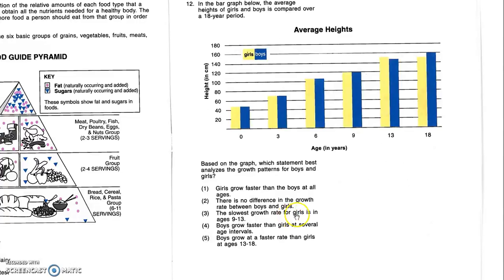The slowest growth rate for girls is in ages 9 to 13. The slowest growth rate for girls, it's the opposite. Girls grow most in between 9 and 13. Boys grow faster than girls at several age intervals. So several means many. At many age intervals, if we look at this, here it's same, less, more. So only at one age interval, boys grow faster than girls. And number 5, boys grow at a faster rate than girls at ages 13 to 18. As I just said, they grow faster than girls from here to here. So number 5 is true.